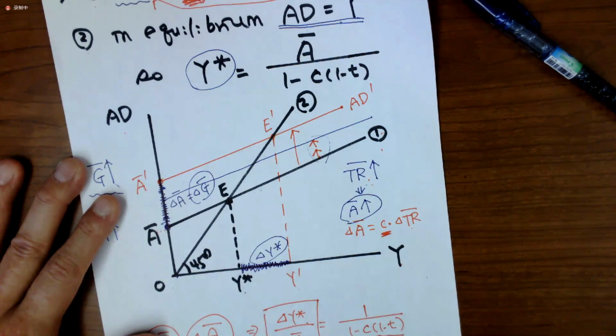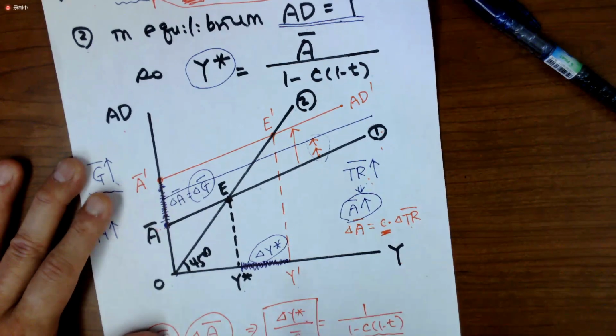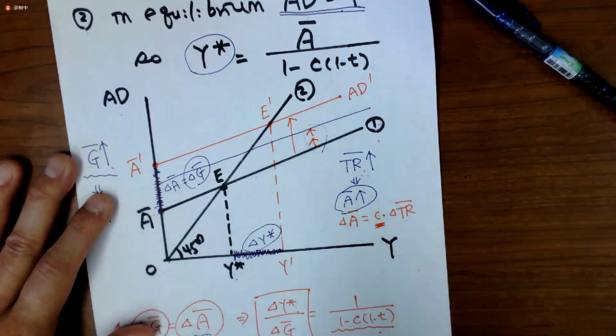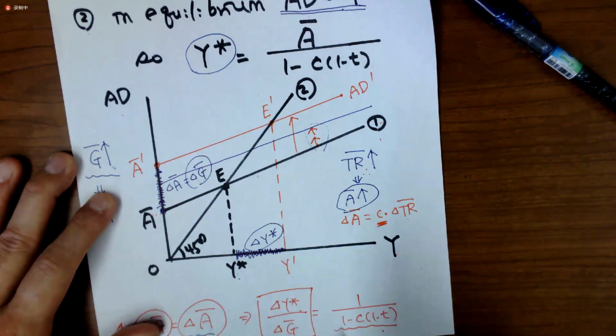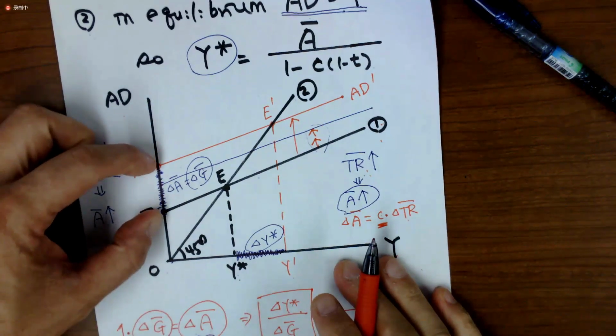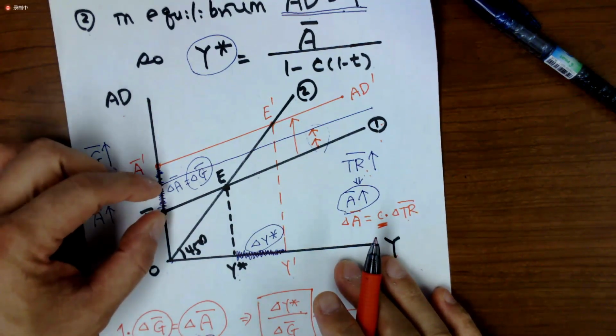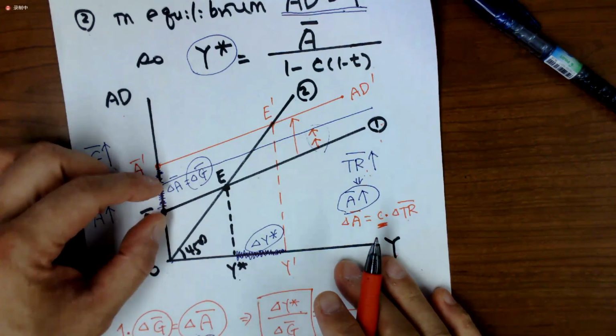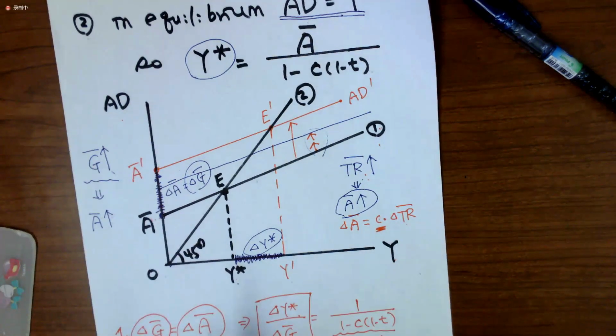I don't want to draw a new diagram. I want to put this on the same diagram so that you can hopefully visually see this is the change in government spending. This is going to be the impact of the change in transfer payment, which is going to be smaller. Agree?